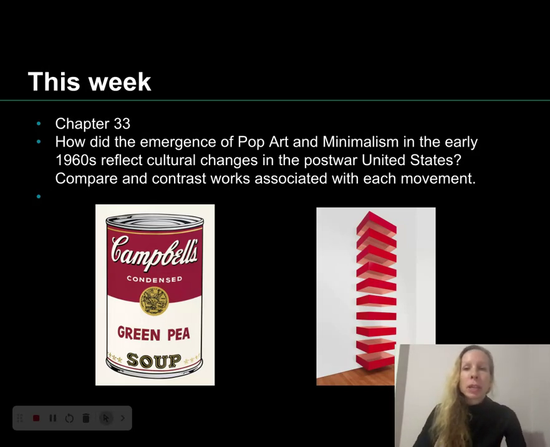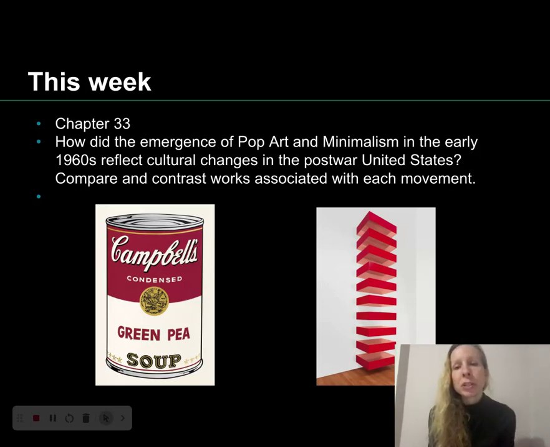For subject matter, pop art is a celebration of culture, media, celebrities, and products. Minimalism is about geometric forms and industrial materials. As for the tone of the pieces, pop art is very playful, it can be ironic, and sometimes critical. Minimalism can be serious, objective, or even meditative. Now the techniques used: we have silk screen for pop art, which is a type of printmaking, as well as painting and assemblage. And then for minimalism, more fabrication, repetition, and precision.